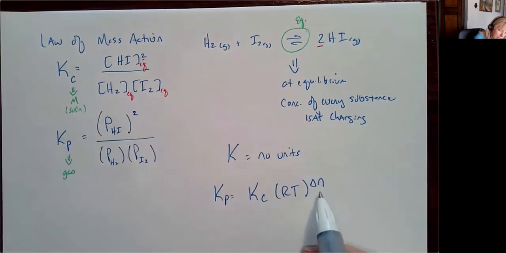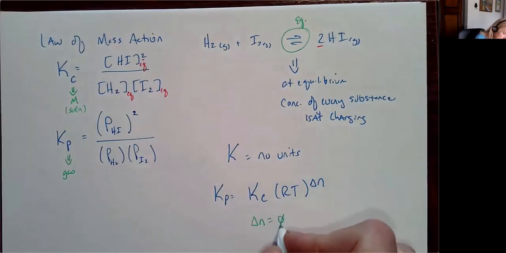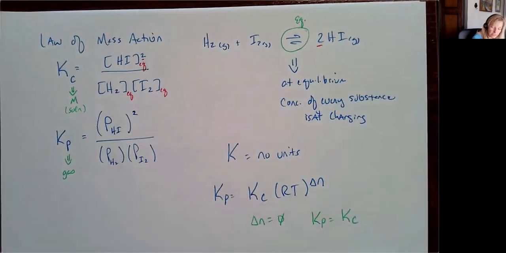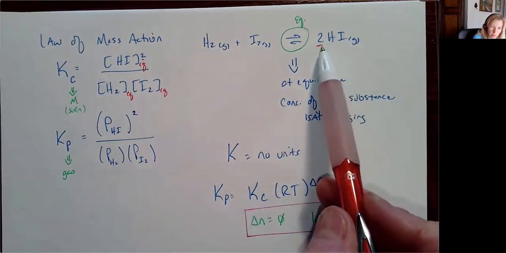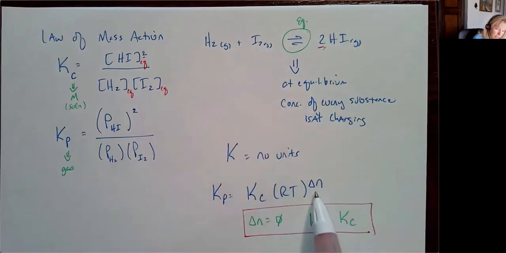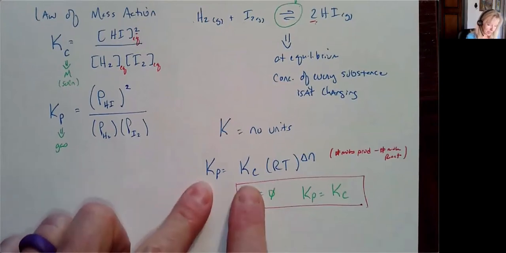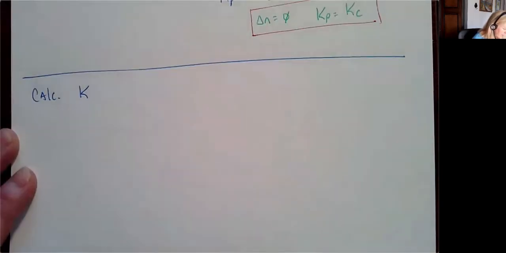I can relate Kc and Kp together using this equation here. And remember, delta N is the change in number of moles. So if delta N is 0, then Kp equals Kc. And that's the only time that relationship can happen, is if delta N is 0. So in this case, I would take the number of moles of my products minus the number of moles of my reactants, and that's going to give me my change in moles. In this case, delta N is 0, so my Kp and my Kc would be the same. This often doesn't happen.